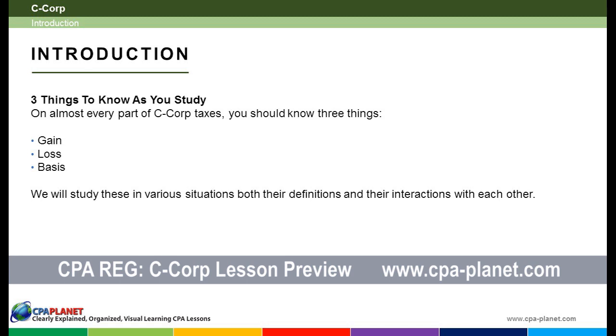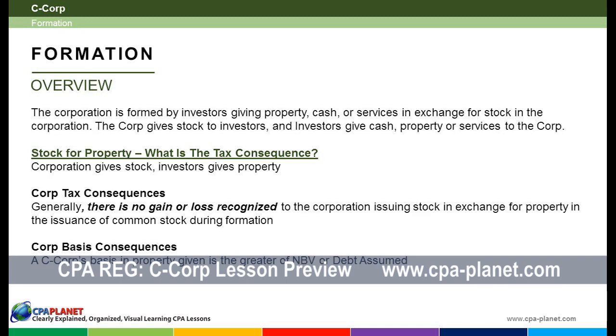Let's talk about the formation of a C-corp. A corporation is formed by investors giving property, cash, or services in exchange for stock in this new corporation. It's exciting. The corp gives stock to investors, and investors give cash, property, services to the corp. So imagine yourself, you give cash to the corporation, which is an imaginary entity, but say you and 3 of your friends give cash to the corporation, you get stock back, the corporation now owns your money, and you own the corporation. Does that make sense?